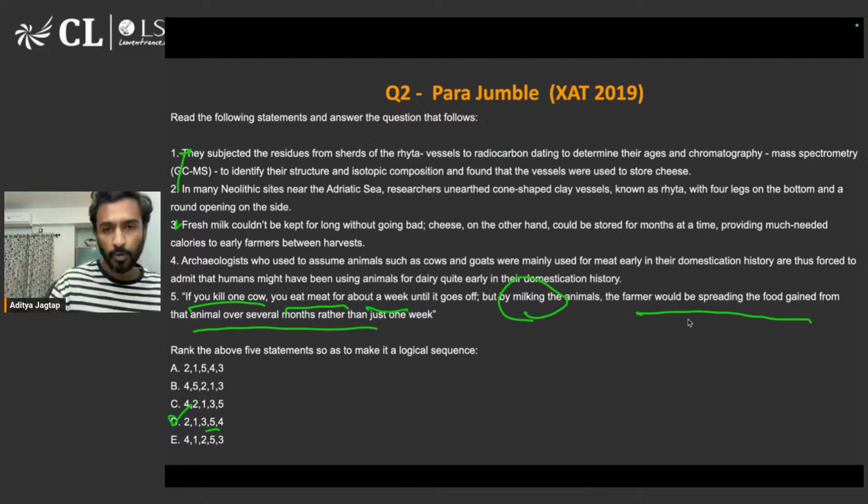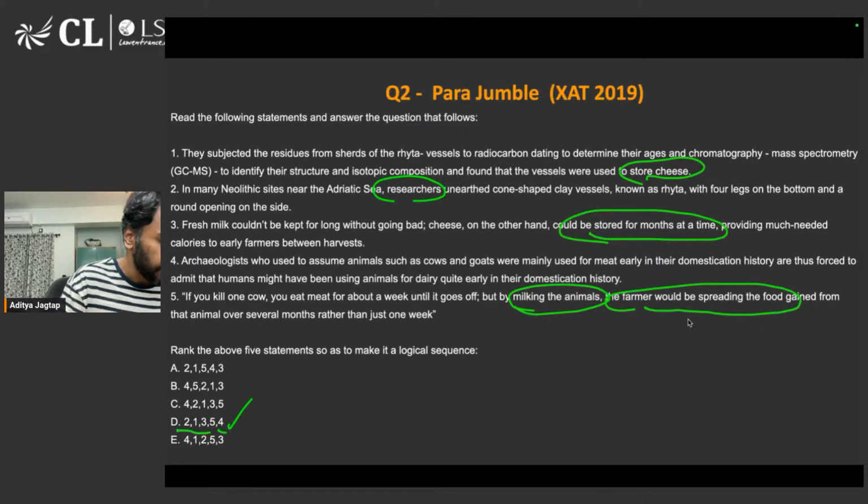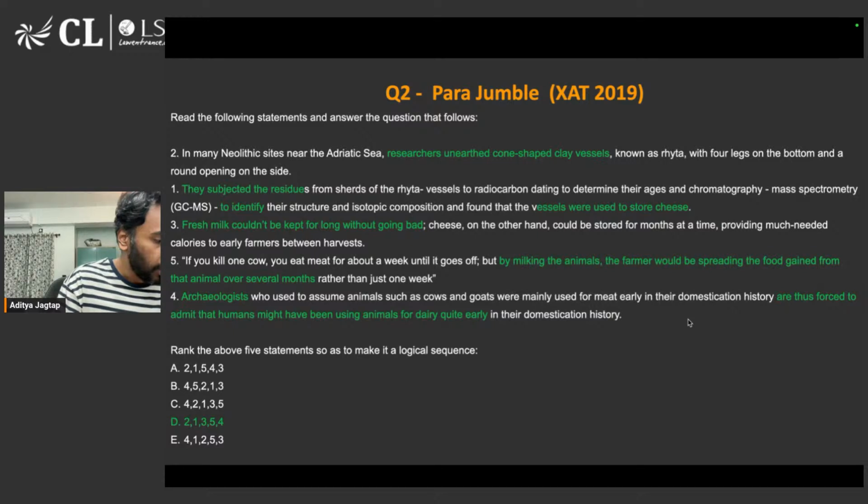This is being spoken by the researchers who have found the clay vessels, right? According to our sequence, this is being spoken by the researchers who have found these vessels to store cheese, and cheese could be stored for months at a time. So by milking the animals, the farmer would be spreading the food grain. So 21354 makes complete sense, and we mark B as the answer. All right.